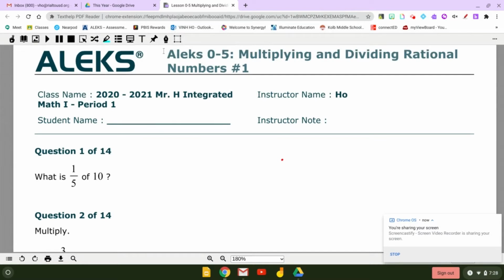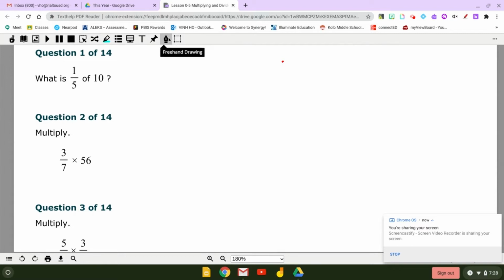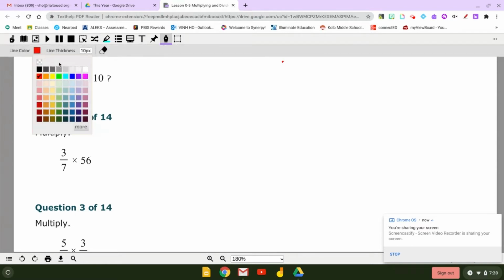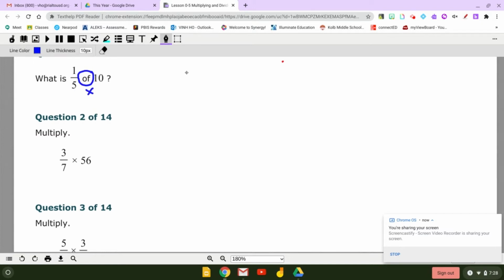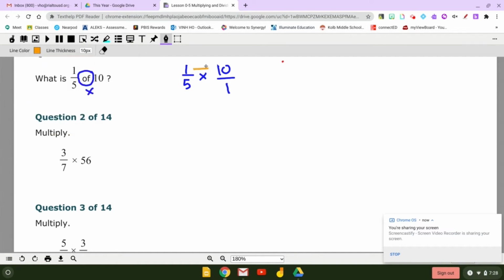What is 1/5 of 10? When you hear the term "of," it normally stands for multiply. So 1/5 times 10, which means 10 over 1. To multiply fractions, you multiply straight across. 1 times 10 is 10, and 5 times 1 is 5. And 10 divided by 5 will give you 2. Our answer is 2.